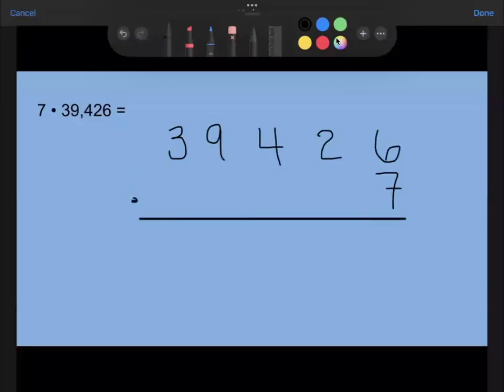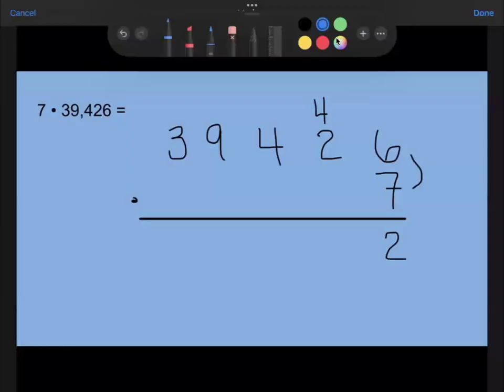Now you may notice I'm leaving a lot of space in between my digits, and that's just a method I do so that I know when I regroup what number belongs to what place value. It just helps me keep things organized as I go. So I'm going to start by doing 6 times 7, which is 42. So I'm going to put the 2 here and regroup the 4 up here to the next place value.